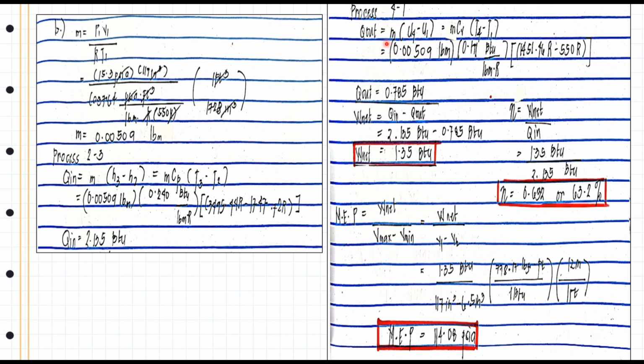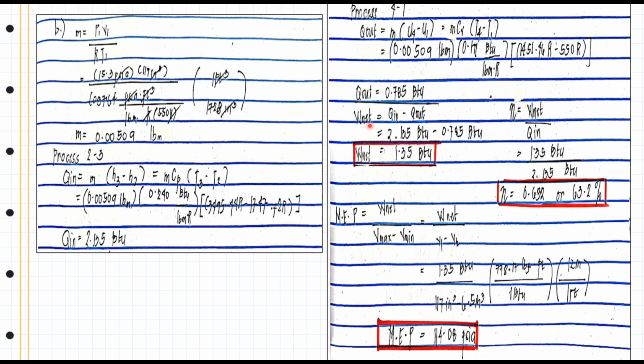And for process 4-1, we are going to solve for Qout. Qout is equal to m times u4 minus u1, equals m cv times T4 minus T1. So we have 0.00509 lbm times 0.171 BTU per lbm Rankine times 1451.46 Rankine minus 550 Rankine. So our Qout is equal to 0.785 BTU.